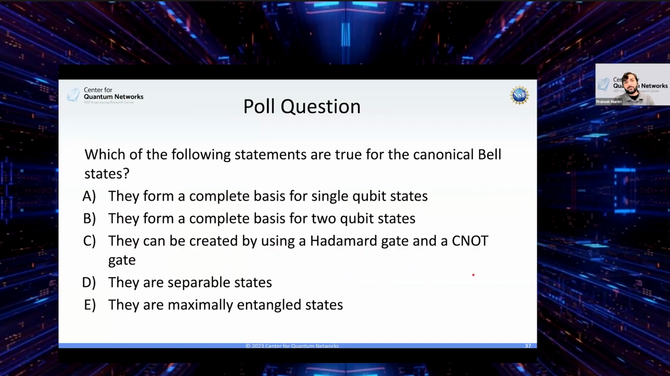A quick poll question. Which of the following statements are true for the canonical Bell states? A, they form a complete basis for single qubit states. B, they form a complete basis for two qubit states. C, they can be created by using a Hadamard gate and a CNOT gate. D, they are separable states, and E, they are maximally entangled states.